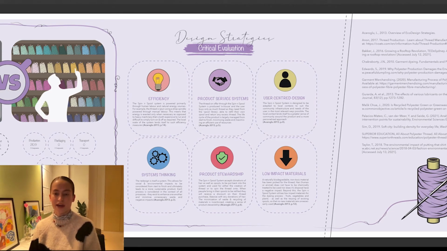Finally, our use of hair, a naturally biodegradable, underutilized, and non-toxic material, drastically reduces the impact of the thread. The same is achieved through utilizing fruits, vegetables, and plants, as well as reusing existing spools for customers.